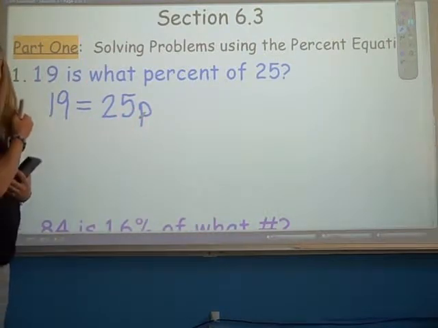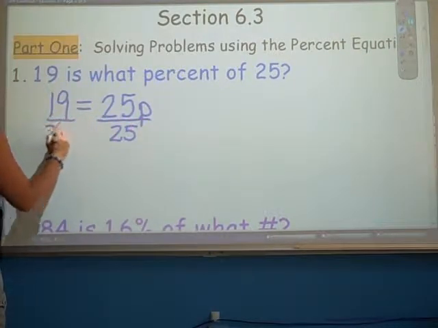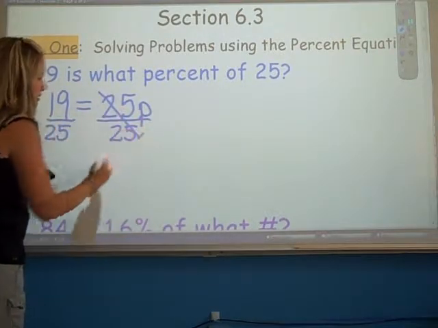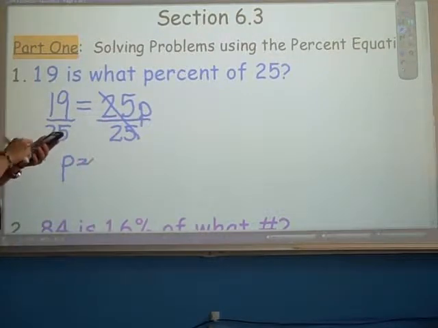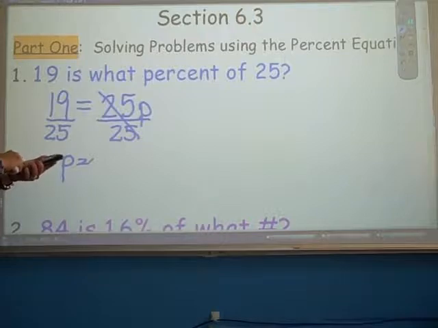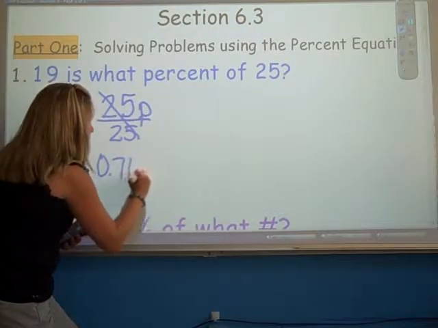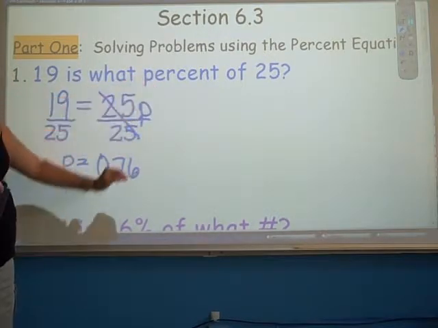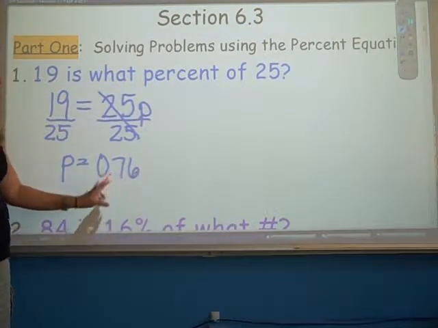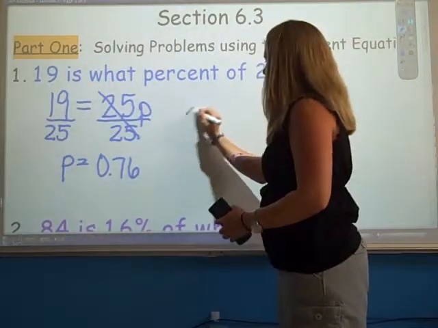Now we just solve our equation. Divide both sides by 25. Cancel out. I'm going to bring the p over here. Do 19 divided by 25. I get 0.76. Now, you're not quite done because it asked for a percent, but we have gotten a decimal answer, so we need to move it over 2, and we will get 76%.